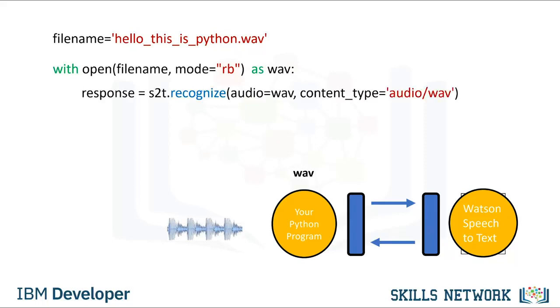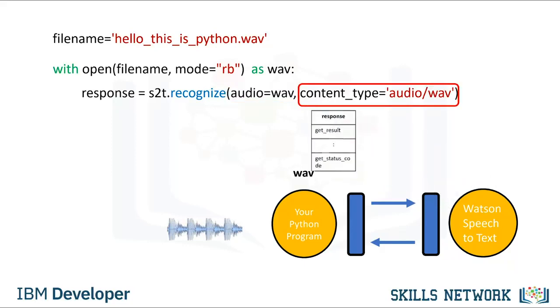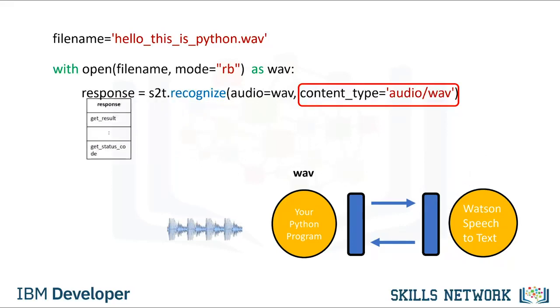We use the method recognize from the speech-to-text adapter object. This basically sends the audio file to Watson speech-to-text service. The parameter audio is the file object. The content type is the audio file format. The service sends a response stored in the object response.